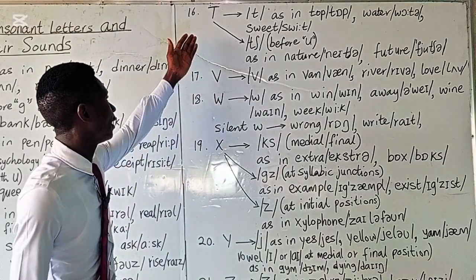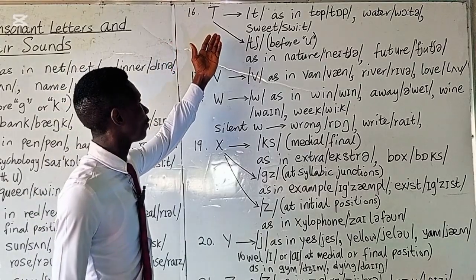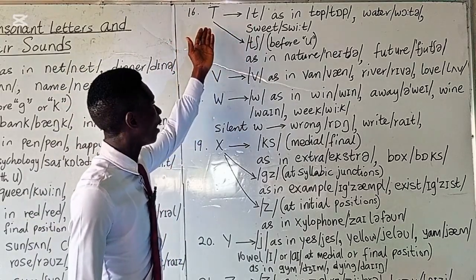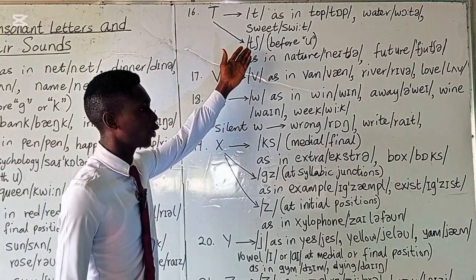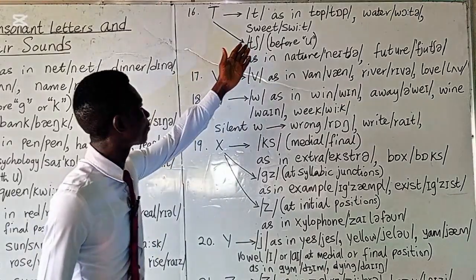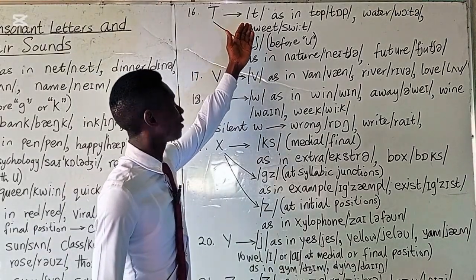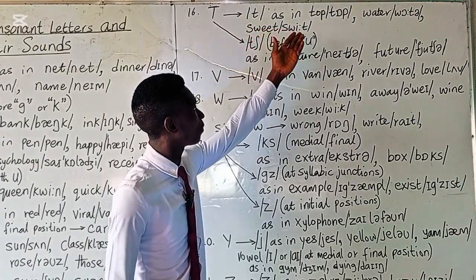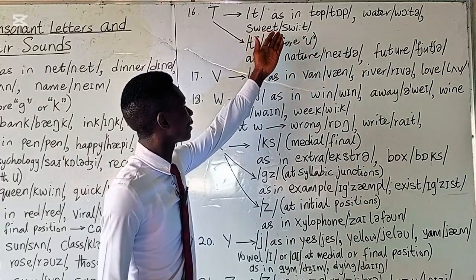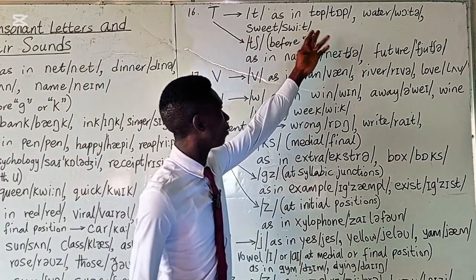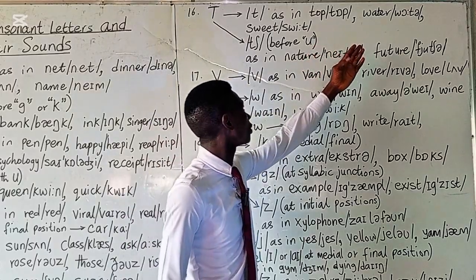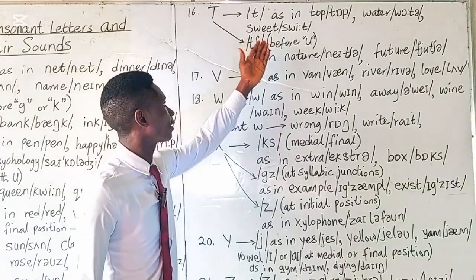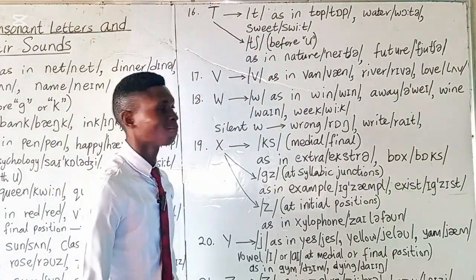Let's also look at letter T. Letter T can be realized as t and can also be realized as ch. It's realized as t, that is the voiceless alveolar plosive sound, as in top, water, sweet. Top at initial position, water at medial position, and sweet at final position.